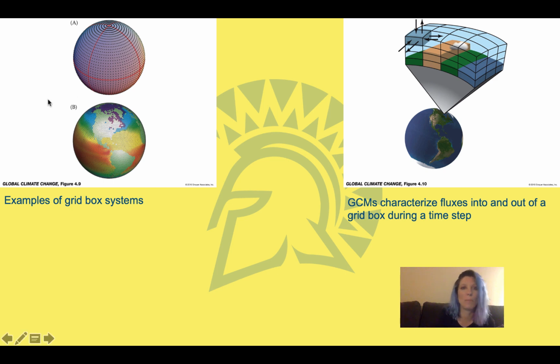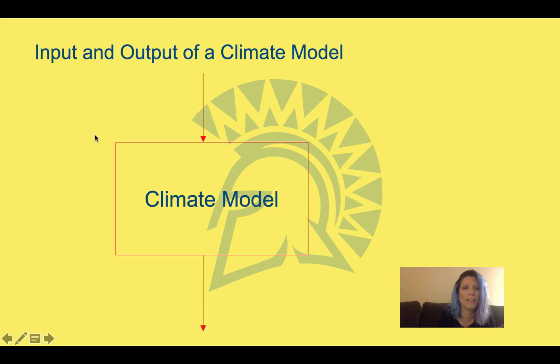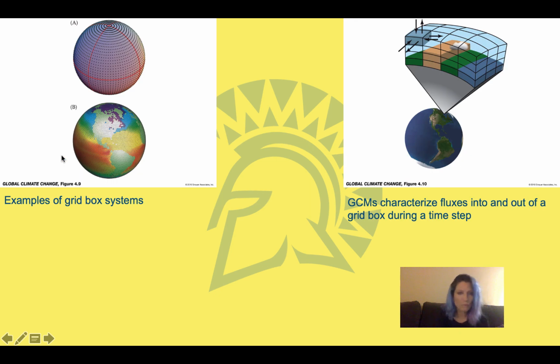So here's kind of an example of what those grid boxes might look like. Oops, sorry. Maybe I should have made this slide a little bit bigger. Hopefully you guys can see the fact that these kind of look like little honeycombs. Where's my cursor? Here we go. Little honeycombs here all over the Earth, and that would symbolize all these different grid boxes that it would have.